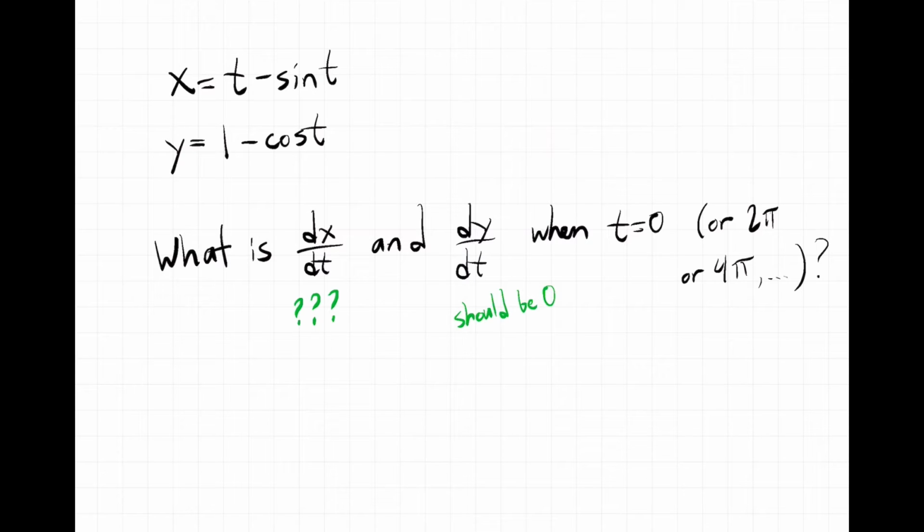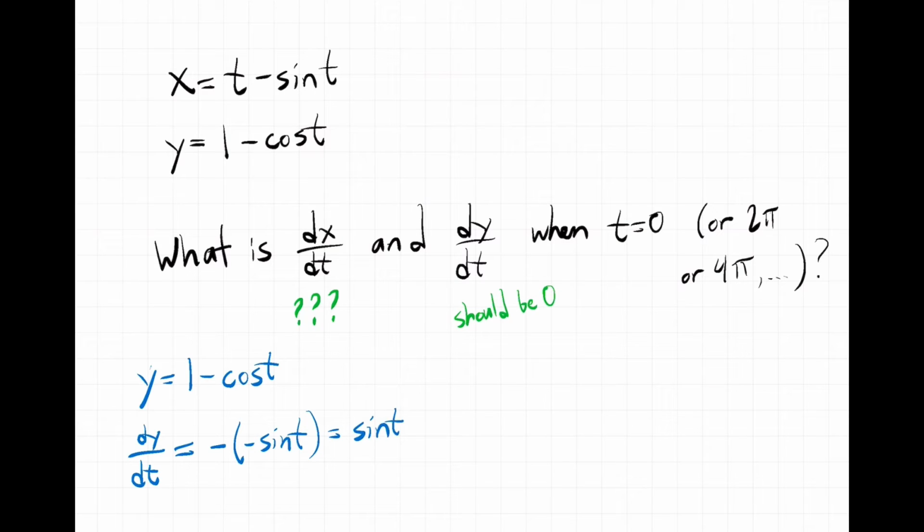Let's work it out. So let's just verify, first of all, let's make sure that dy/dt actually reaches 0 at these places. So y is equal to 1 minus cosine t. What is dy/dt? The derivative of y with respect to t. Well, the derivative of 1 is just 0, so I'll leave that out, minus the derivative of cosine t. But the derivative of cosine t is negative sine t, so negative sine t. So that means this is actually just positive sine t.